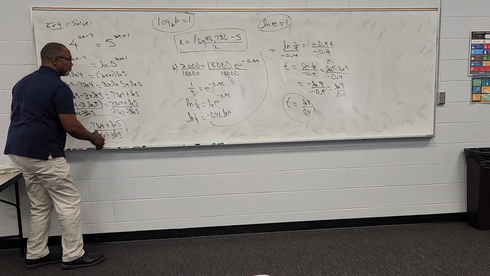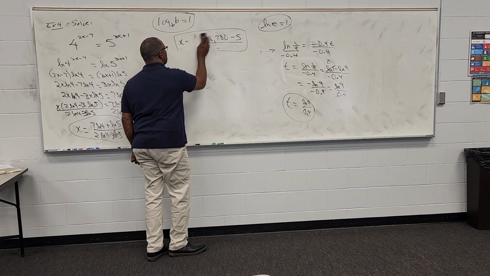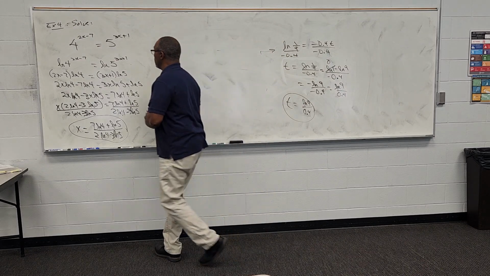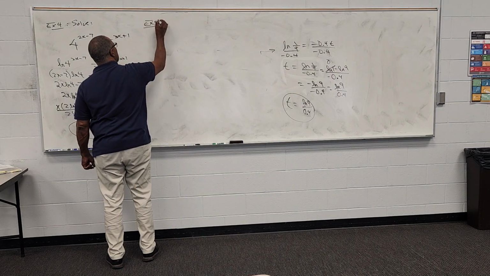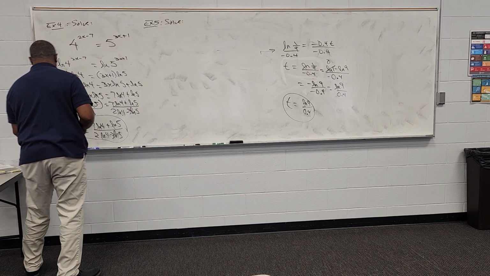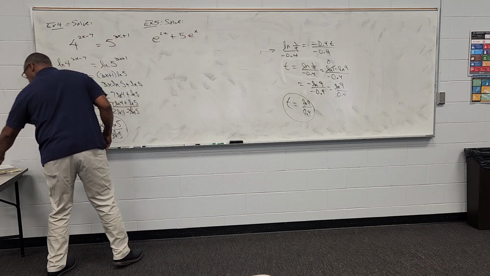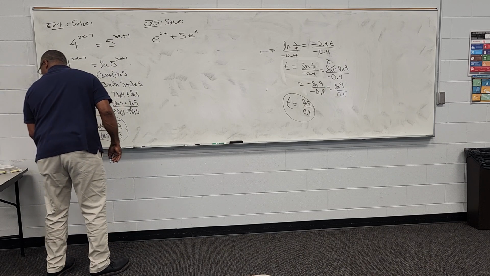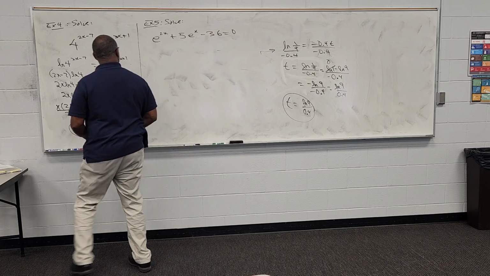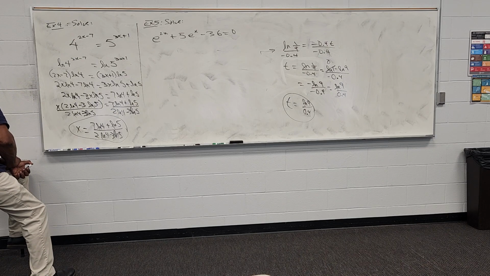Well, what about example 5? So there's a lot to keep in mind. I've got to remember all those log properties, and I've got to add in all these new ones. Solve. This time they give me e to the 2x plus 5e to the x minus 36 equals 0.